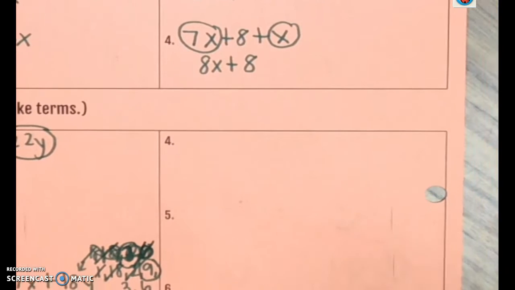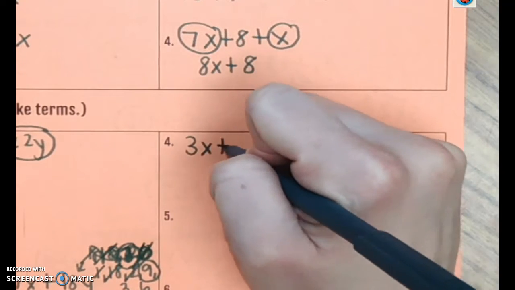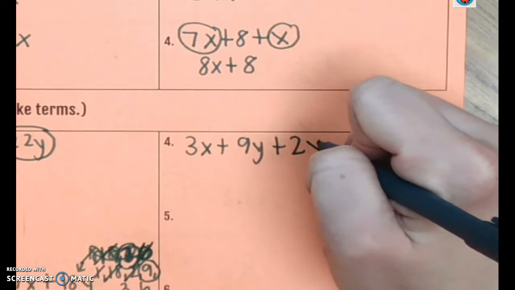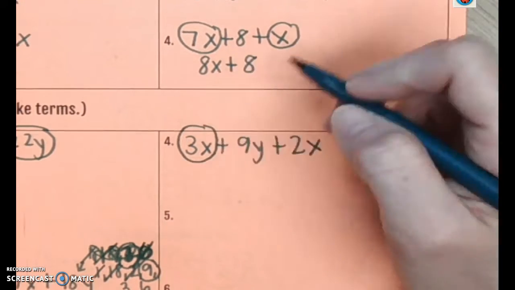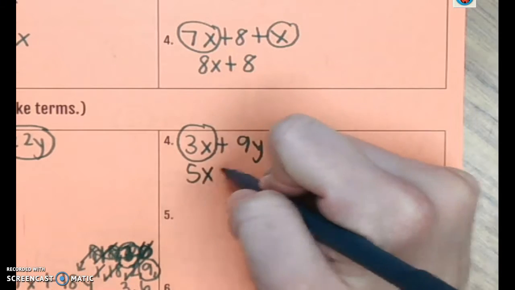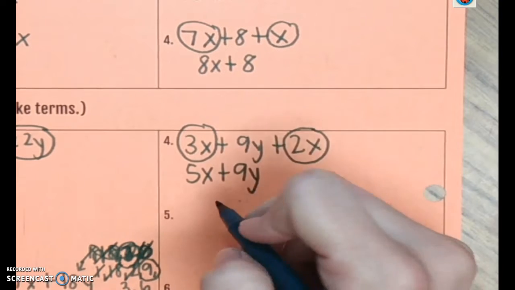Let's look at the next one. We're going to have 3x plus 9y plus 2x. We're going to circle the ones that have the same letters. So we have 3x plus 2x, which is 5x. And then the 9y is just going to stay by itself because it has a different letter.